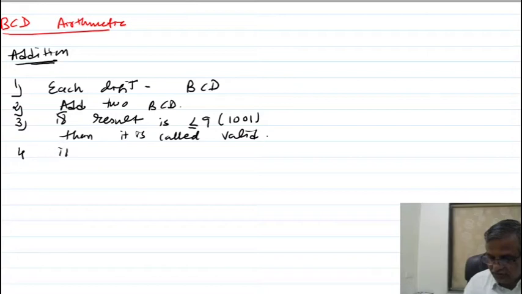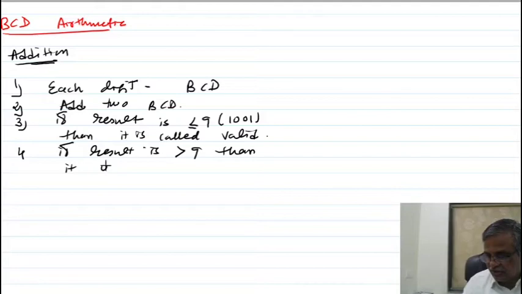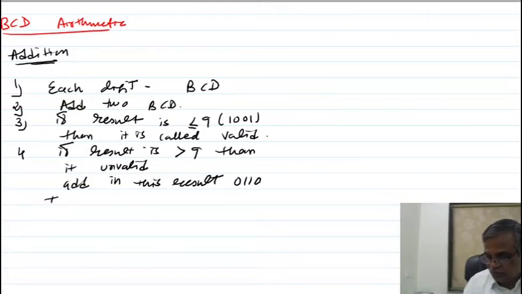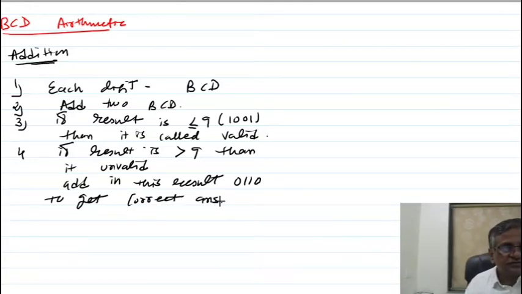Fourth, if the result is greater than 9, then it is invalid. Add 0110 in this result to get the correct answer. Let us see some numericals so you get more idea.